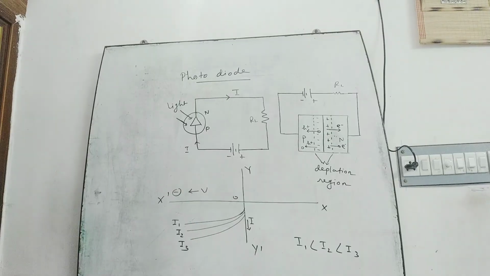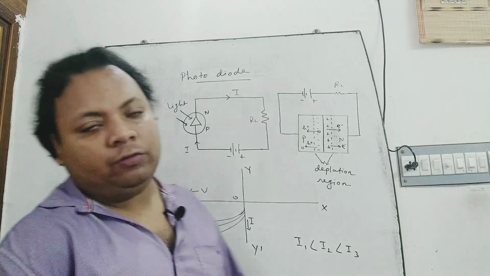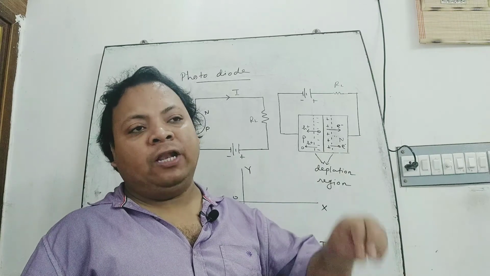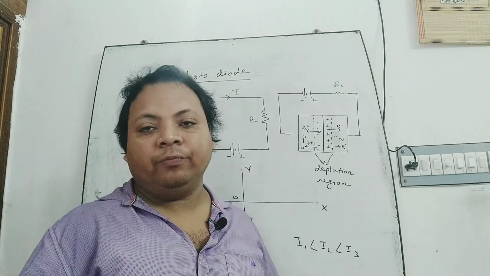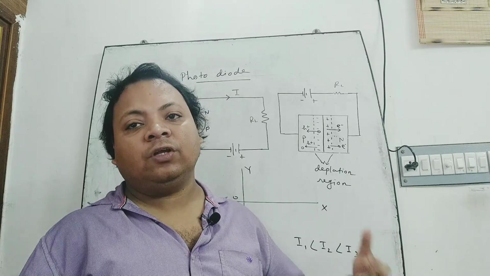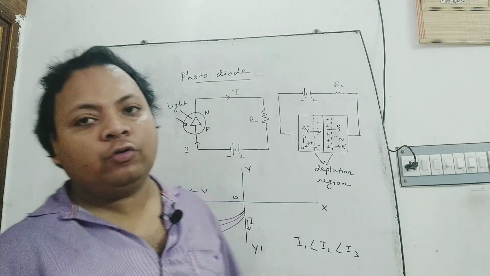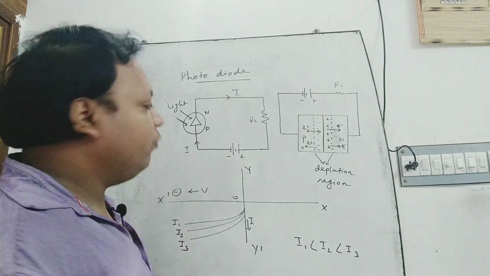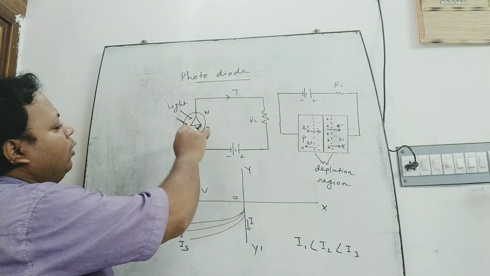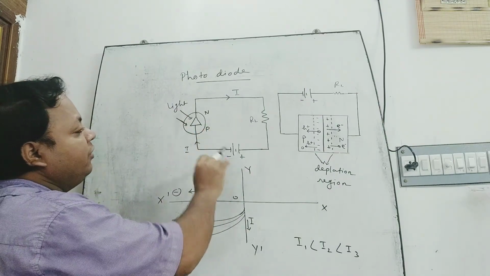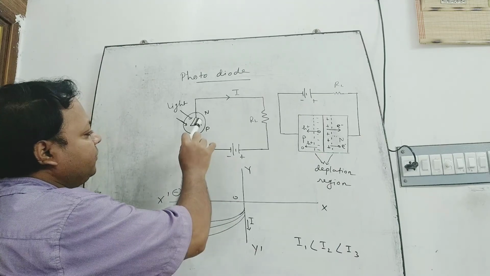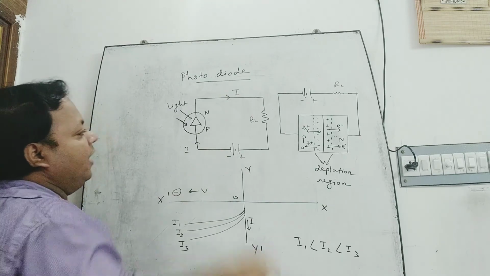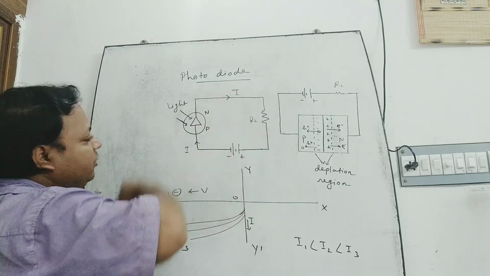Next, photodiode. In a photodiode, when light is incident on the diode, electricity is produced. This is known as a photodiode. This is the circuit diagram of a photodiode. Here the photodiode is connected in reverse bias with the circuit. That is, the p-type is connected with the negative pole of the electric cell, and the n-type is connected with the positive pole of the electric cell.